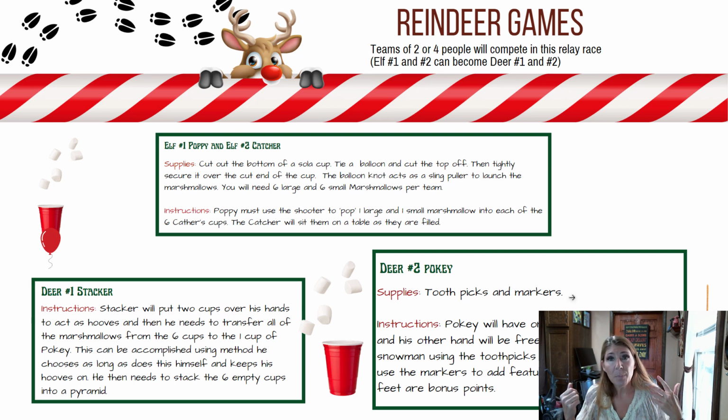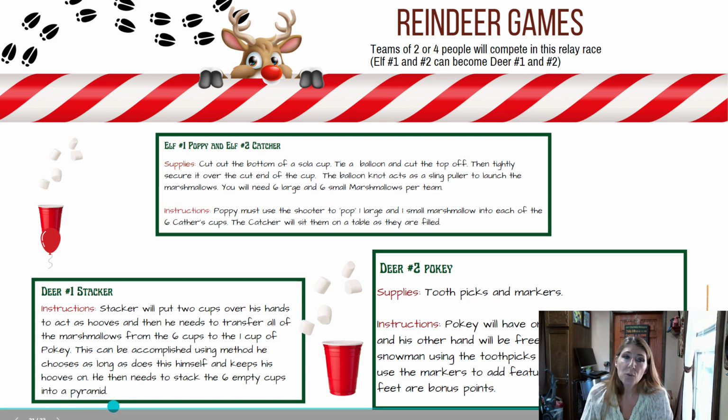Deer number 2 is Pokey. He'll only have 1 hoof. He gets a hoof and an elf hand, okay? He's a morph. And he has toothpicks, markers, and all these marshmallows that Stacker gave him. Using his hoof and his free hand, he's got to make snowmen. The first team that can accomplish this and make all 6 snowmen, or more, however you want to do it. It's called Reindeer Games.